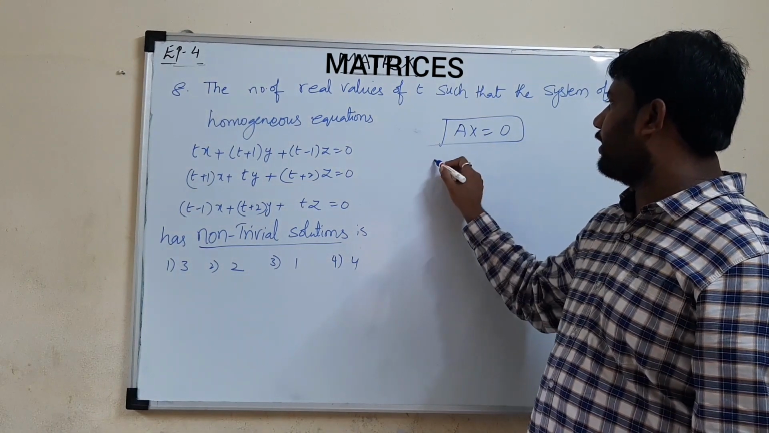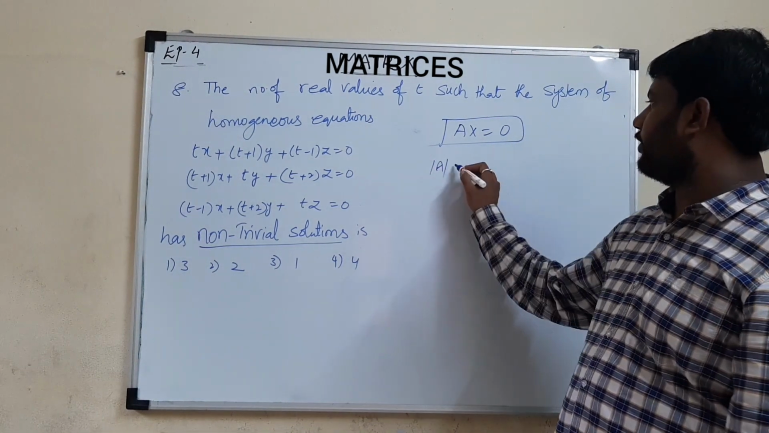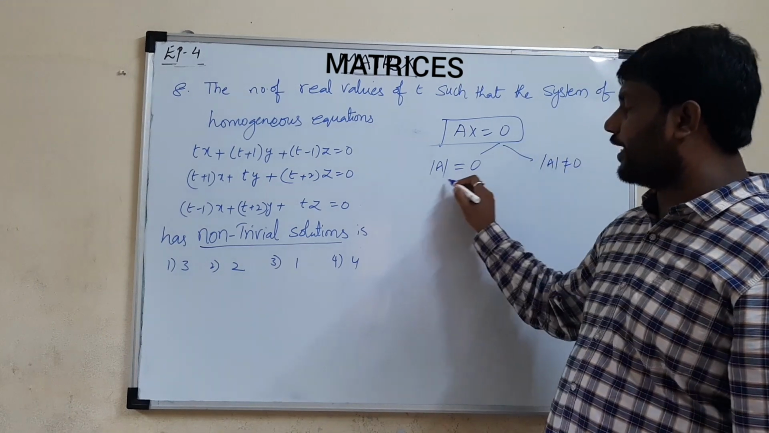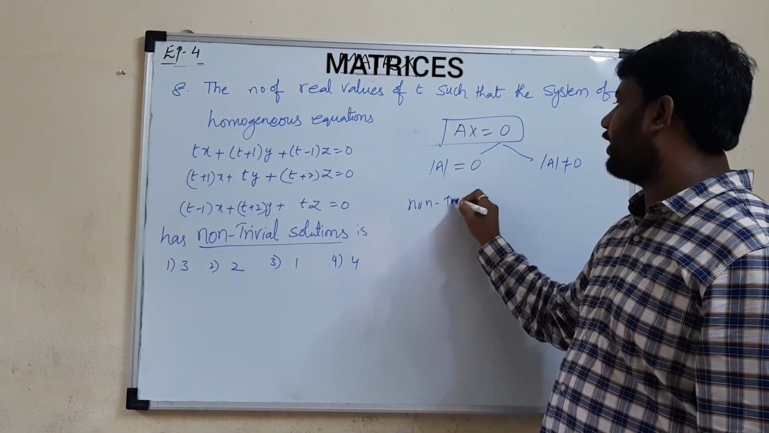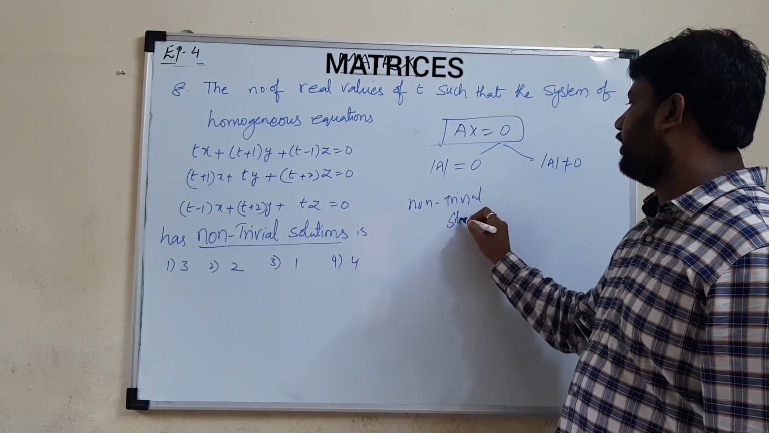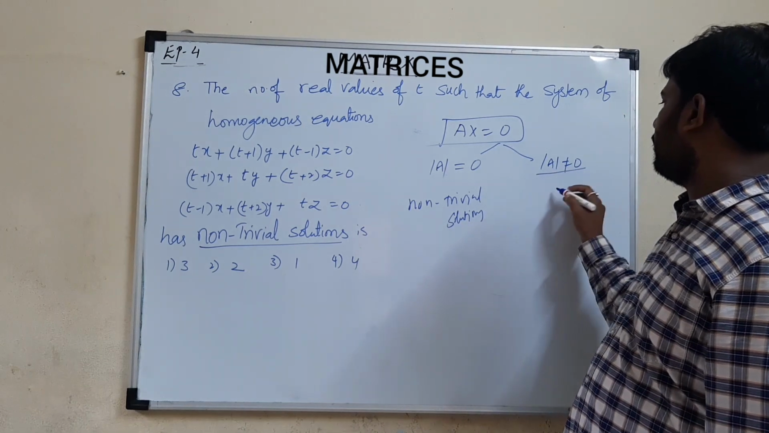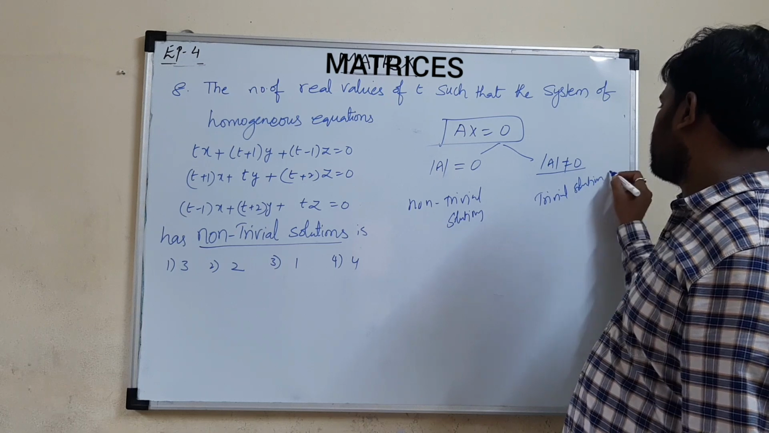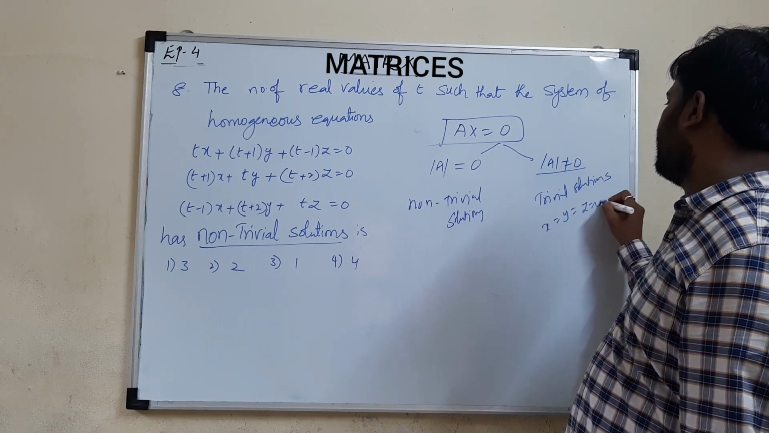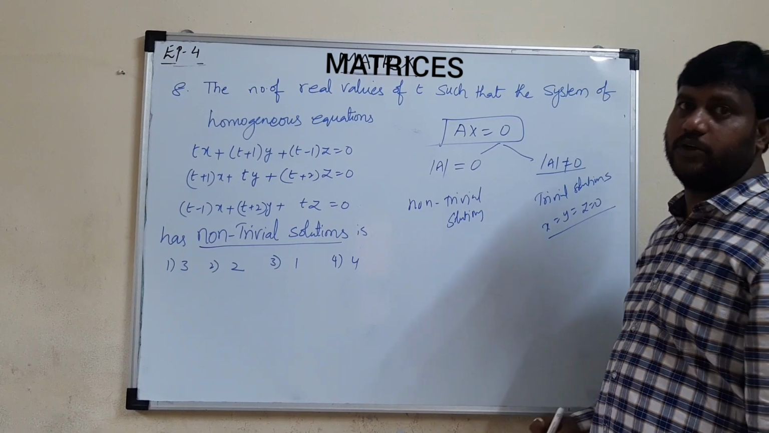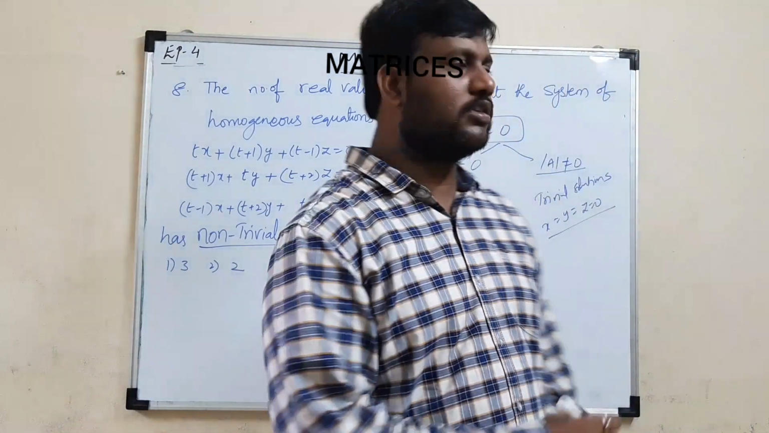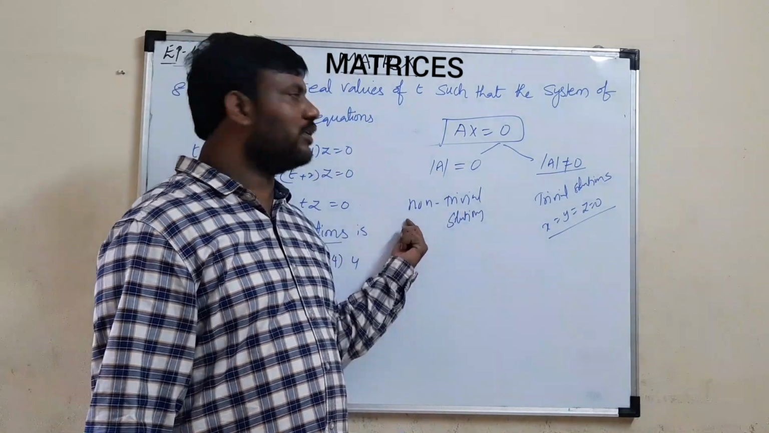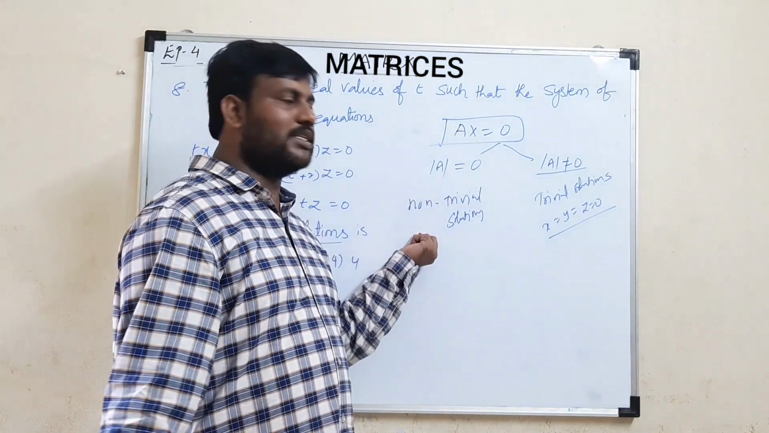When we take A here as the coefficient matrix, suppose we find delta for this. There are two cases here. Let delta equal to 0, then non-trivial solutions. If delta not equal to 0, then trivial solutions, so it has the solution x equal to 0, y equal to 0, z equal to 0. Whenever all solutions are zeros, definitely that will be the trivial solution. If they are non-zeros, then definitely non-trivial solutions. So delta equal to 0 also we can say non-trivial.